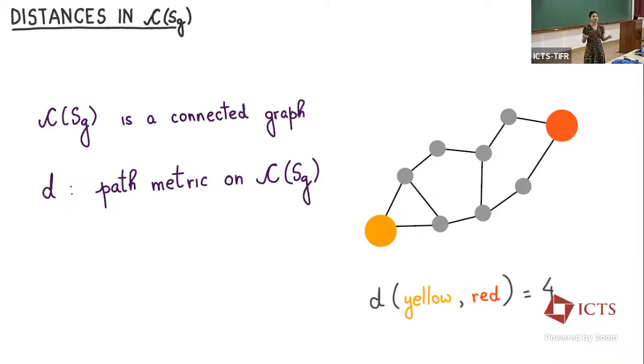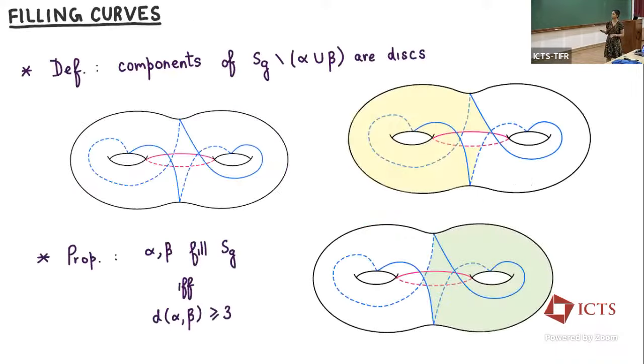Now we have a combinatorial object, and it's a connected graph, and we can equip it with the path metric, which will transform it from a combinatorial object to a geometric object. So this gives us the leverage of doing geometry on the curve graph. So let's look at the geometry of this. Before we go into the geometry, let's look at a nice property where we link the geometry of the curve graph and the geometry of the surface.